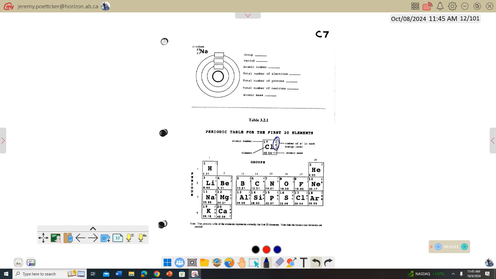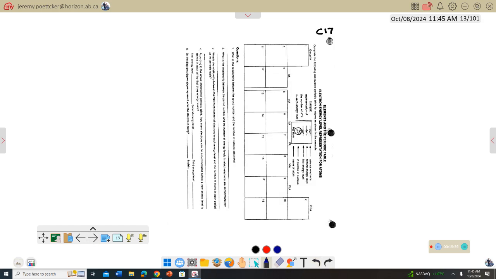One thing you should know as well: if you look on your periodic table on the far right-hand side, we have the noble gases. And the noble gases are special. They're not excessively reactive with much of anything, and they all have full energy levels, and that's important to know as well. All right, let's move on to C17.